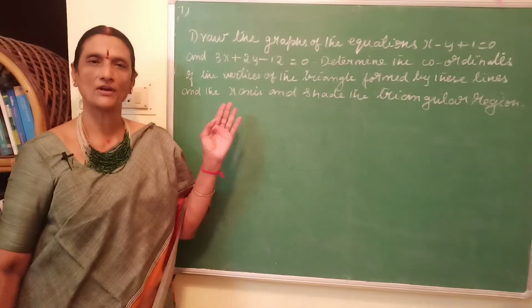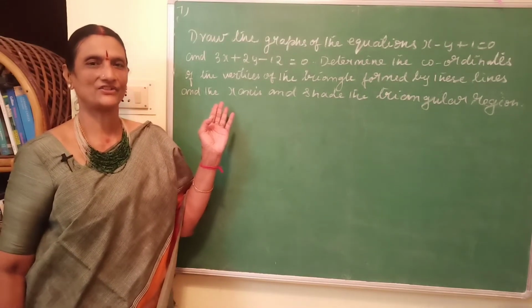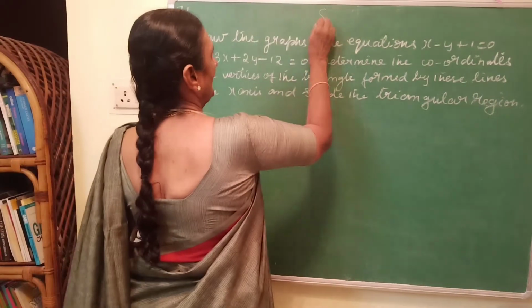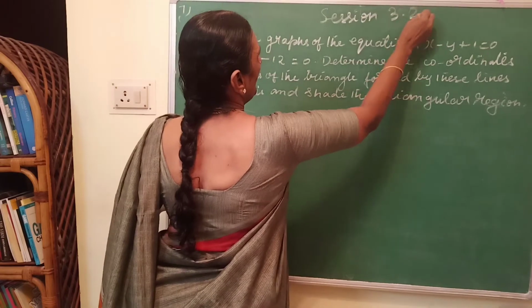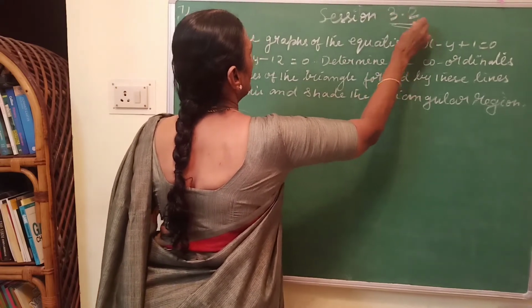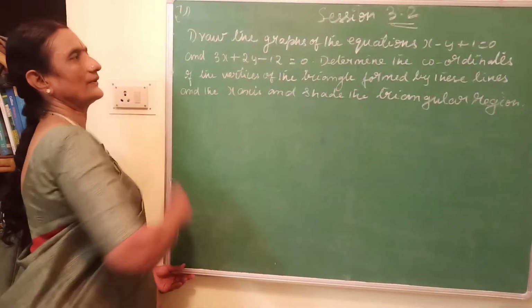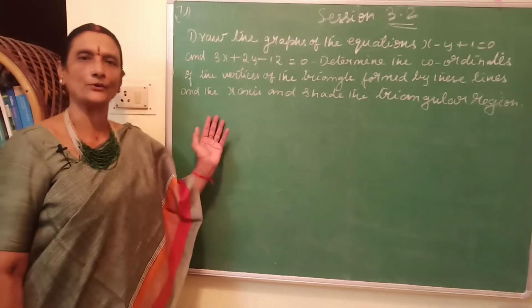So let us move on to the session. This is session 8, exercise 3.2, sum number 7. Now this is a graph question.